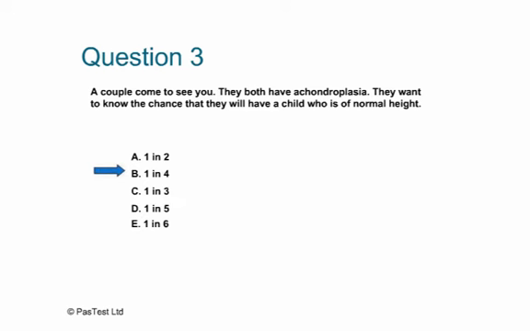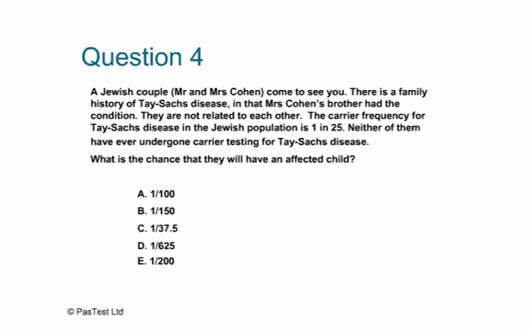Question 4 is another clinical scenario which we come across from time to time. In this situation, there's a condition called Tay-Sachs disease, which is particularly common in one ethnic population, the Jewish population. So a Jewish couple, Mr. and Mrs. Cohen, come to see you, and you're told there's a family history of Tay-Sachs disease. The family history is that Mrs. Cohen's brother had the condition. Mr. Cohen, as far as you know, is unrelated and has no family history.